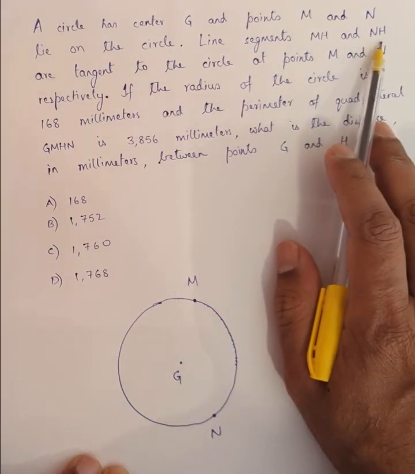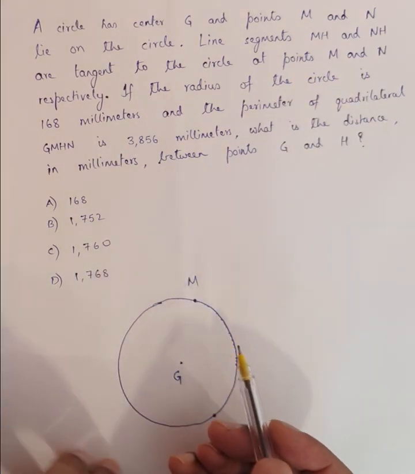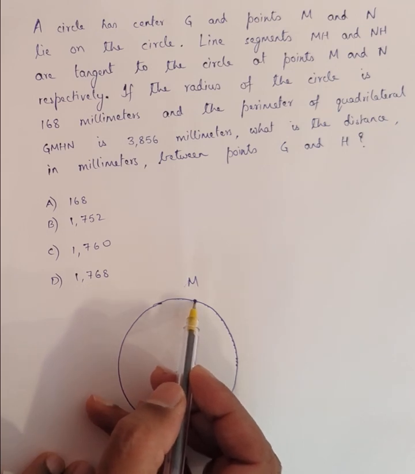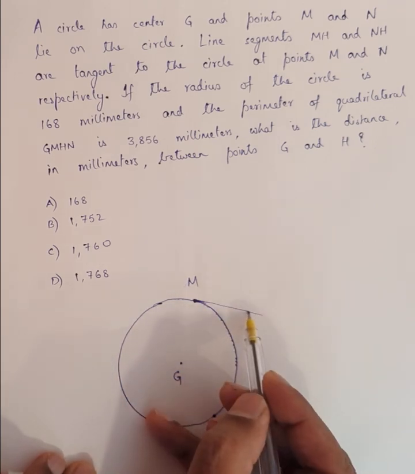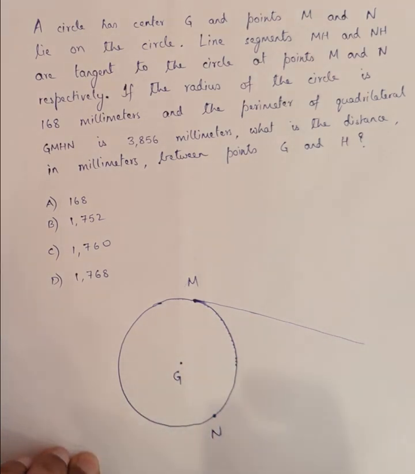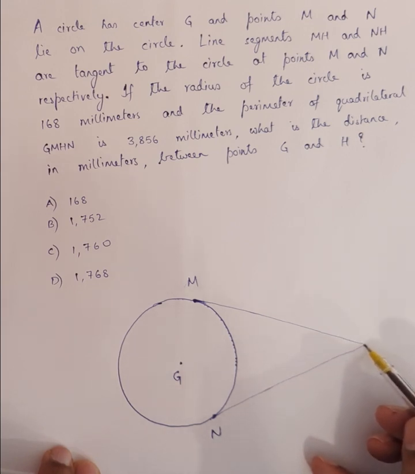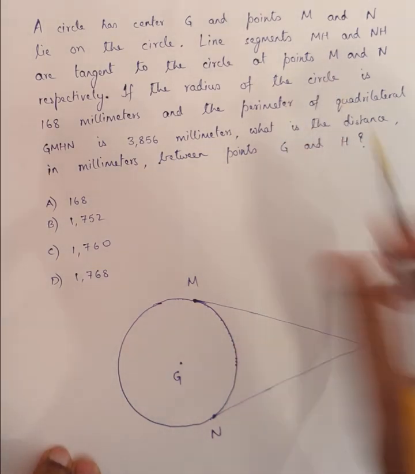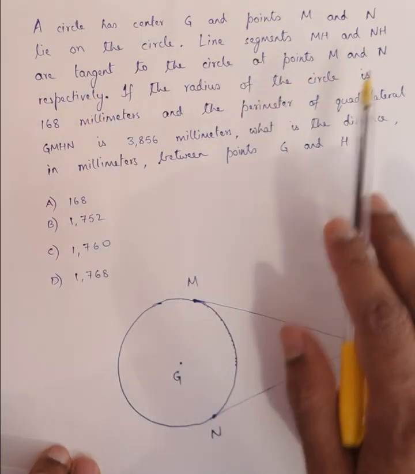Line segments MH and NH are tangent to the circle at points M and N respectively. So that means we've got to draw tangents at M and N. A tangent meets the circle in just one point. So let's go ahead and draw a tangent here and also a tangent here. And they both meet at H. MH and NH are tangent to the circle.